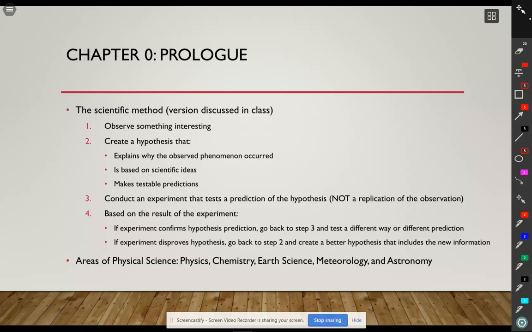And then I'm going to give you an observation, and you're going to have to apply it to the observation. So if I were to give you the observation that a dropped ball falls, you'd say my hypothesis is that it falls because of gravity. Or you can have other things, but it needs to be based on scientific ideas.